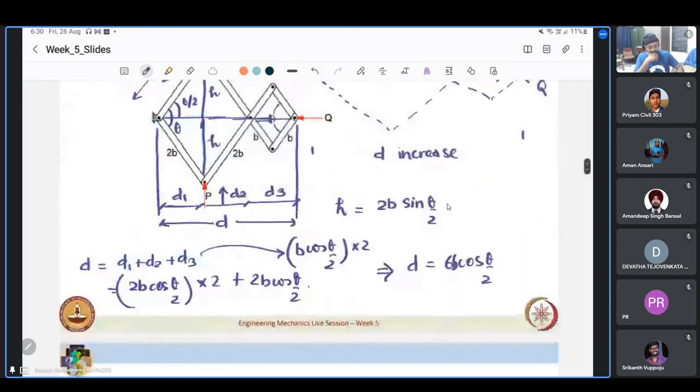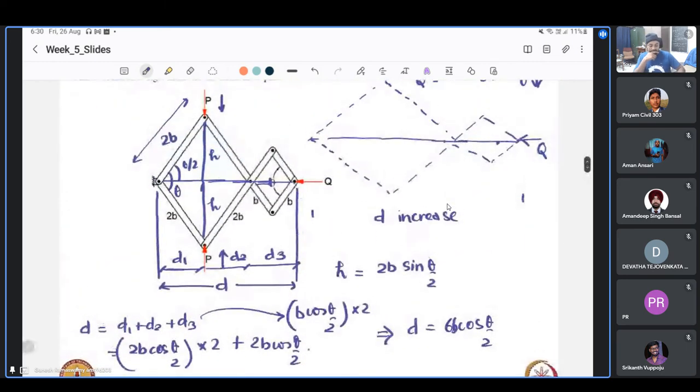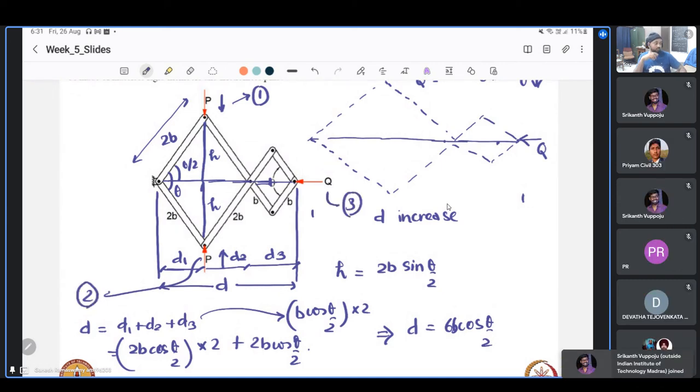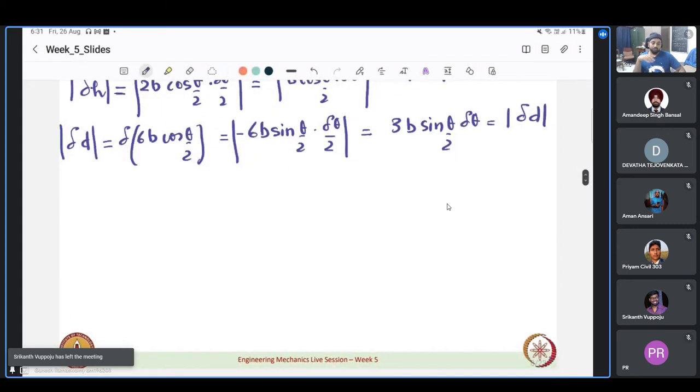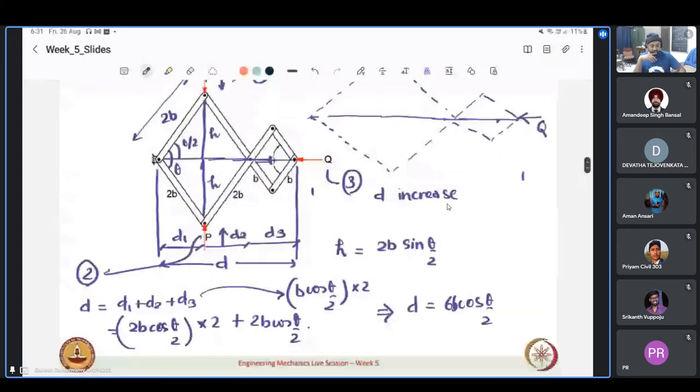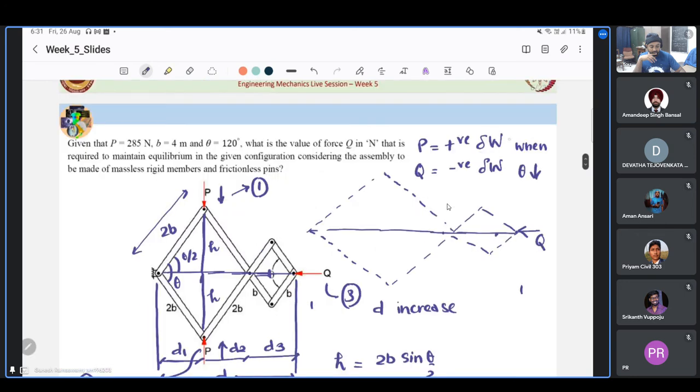Okay. Now from the system, what are the active forces we have identified? This is one active force. Again, another P is applied. This is another active force. And then we have the third active force here. So there are in total 3 active forces. So we have to account for the virtual work contribution of each of the active force. We have already seen that P contributes a positive virtual work, whereas the contribution of Q is negative.